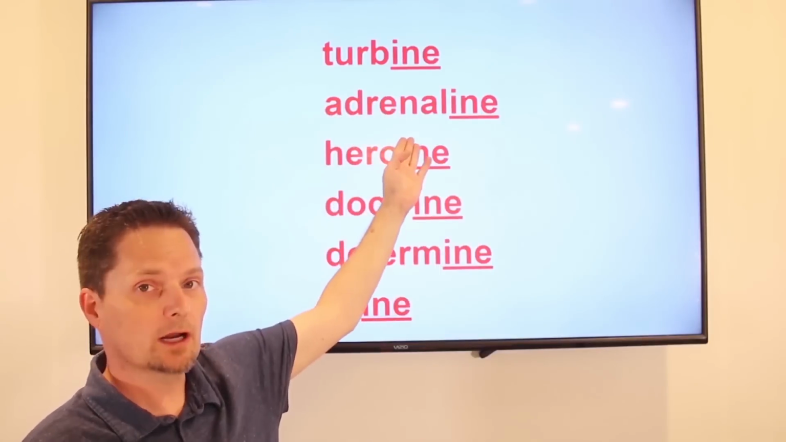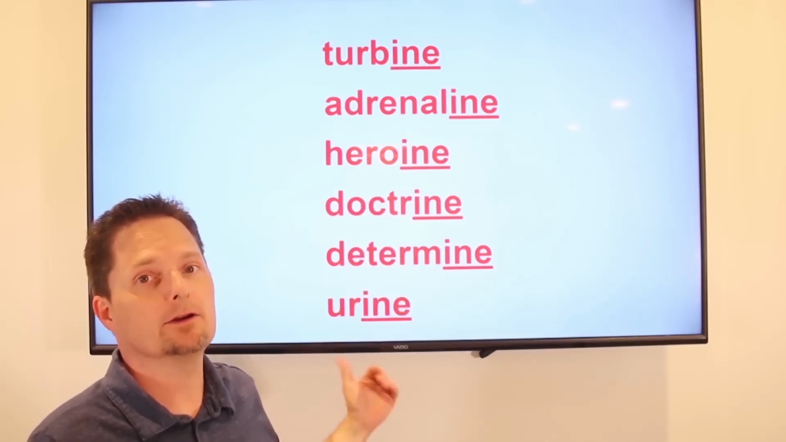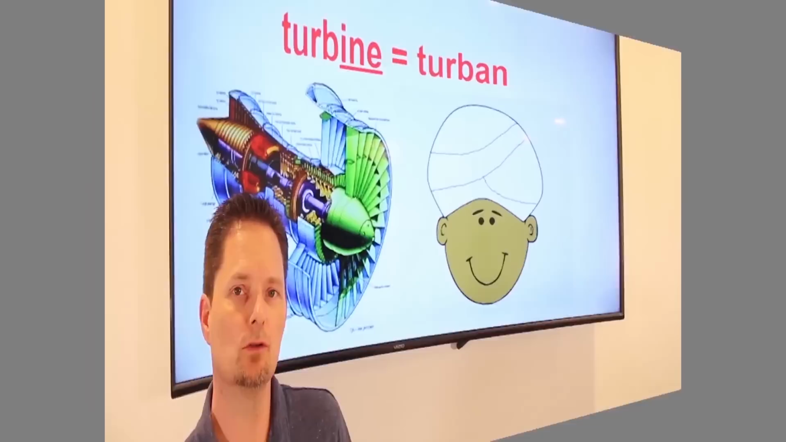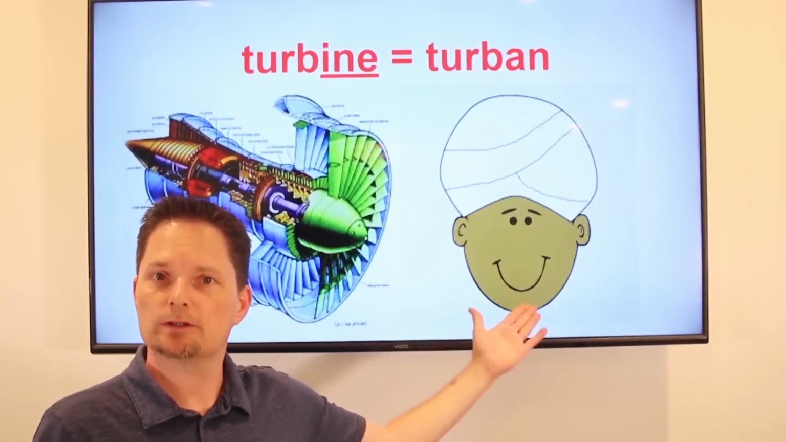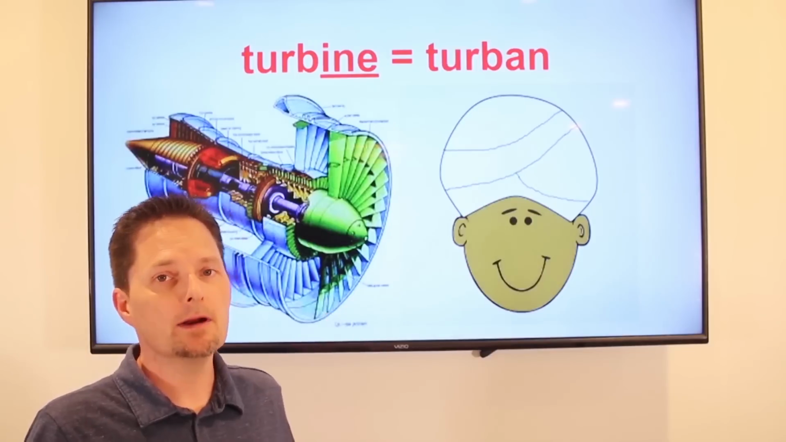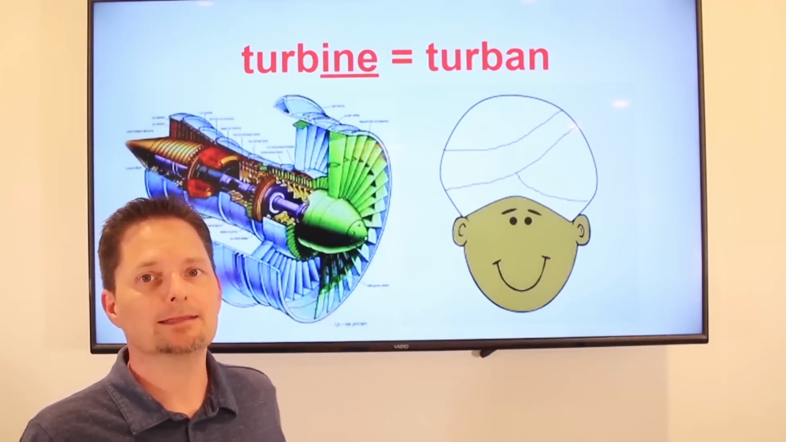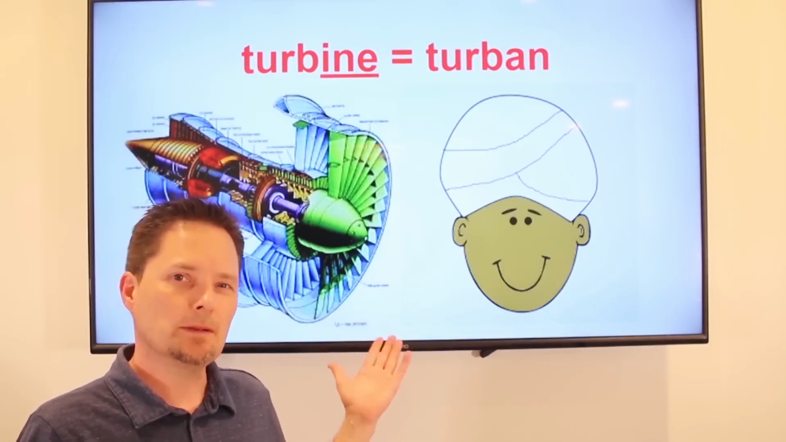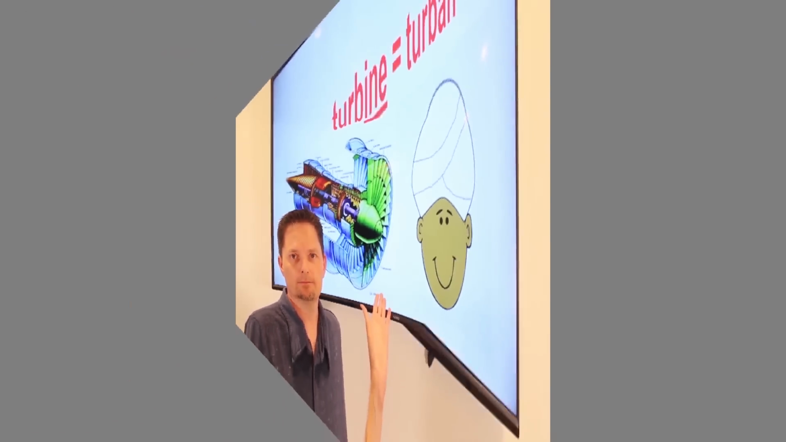Turbine, adrenaline, heroine, doctrine, determine, and urine. Let's practice. These two words are pronounced exactly the same. Turban, he's wearing a turban, and turbine. This is a turban. In America, it's more common to hear turban, but in England, they say turbine.